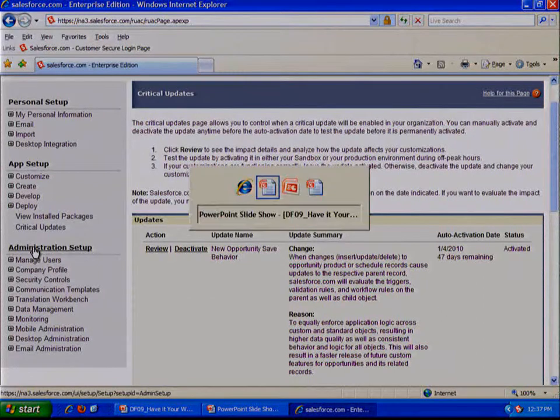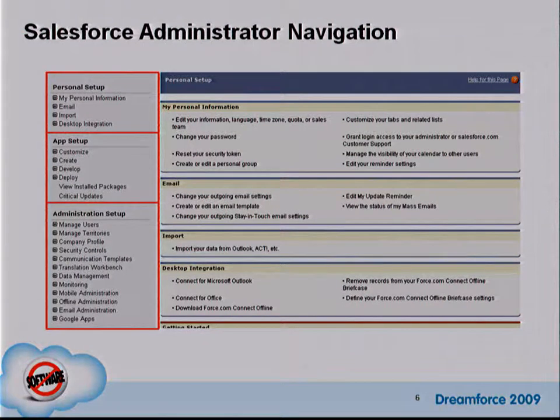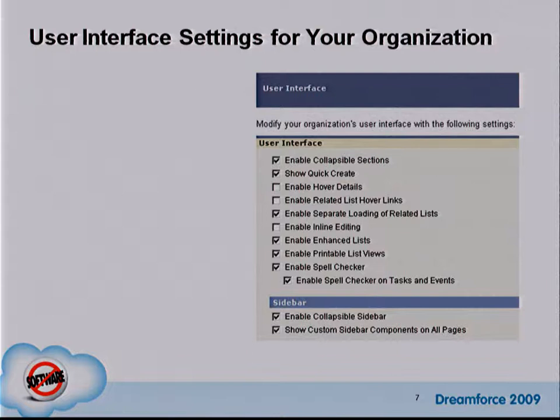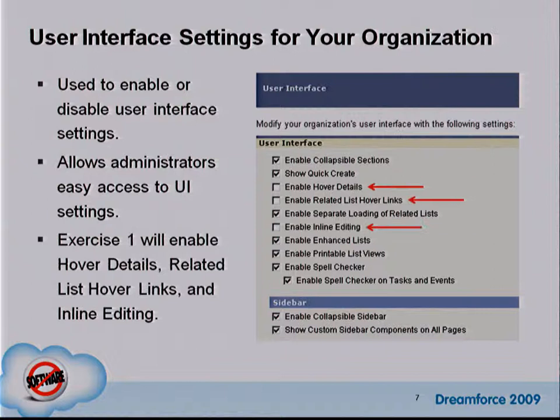Let's go back to the slides. Okay, let's click on there. So there's personal setup, app setup, and admin setup. It's all point and click. You start clicking on the little plus sign, expand it, and it'll actually tell you what to do. Let's continue. So for the user interface settings, this is going to allow us to make certain changes to the user interface.